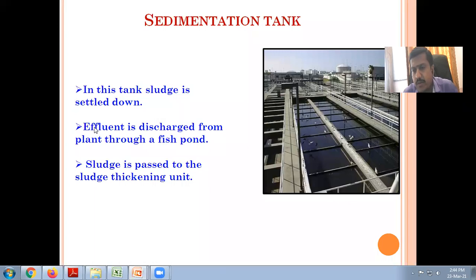Okay, so coming back for the discussion, in the sedimentation basin, the sludge is going to settle down and the effluent is discharged from the plant to the fish ponds.